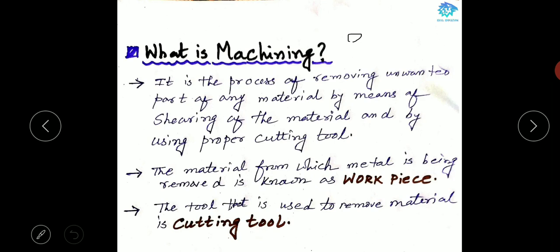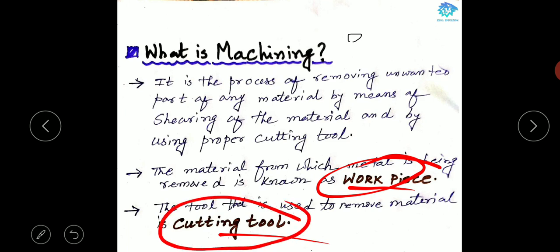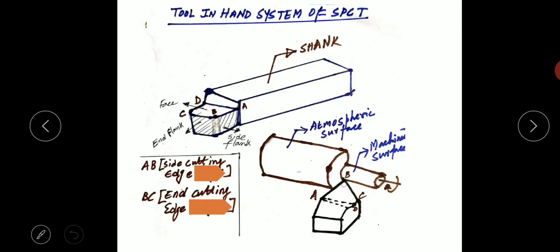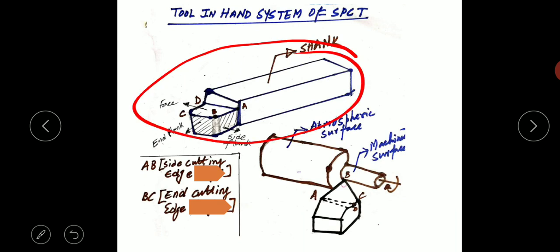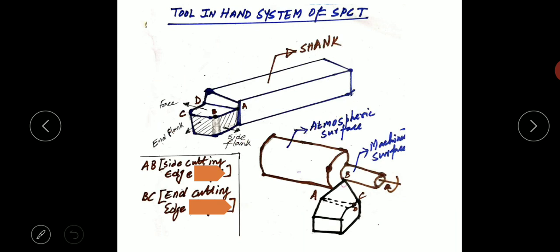Two important terms are there, that is workpiece and cutting tool. The metal on which the removal of material is taking place is known as workpiece, and the tool which is used to remove the material is known as cutting tool. So in this slide we have a picture of a single point cutting tool, and this part is known as the shank of a single point cutting tool.